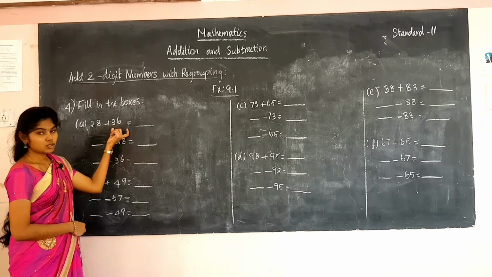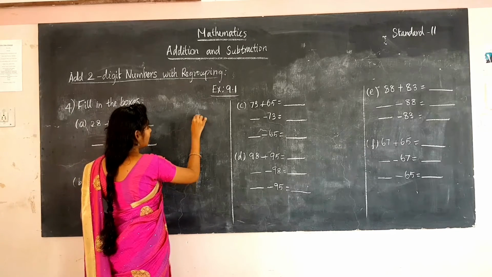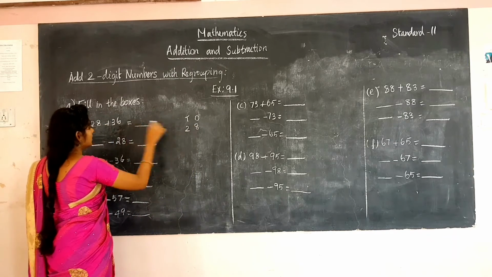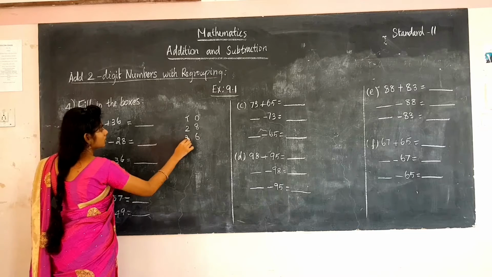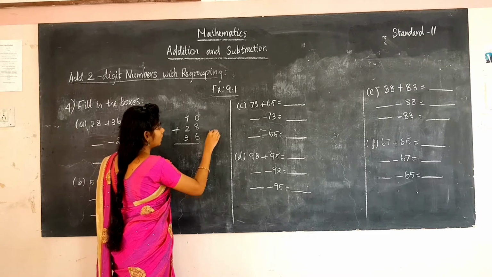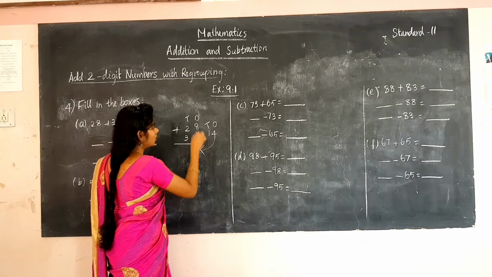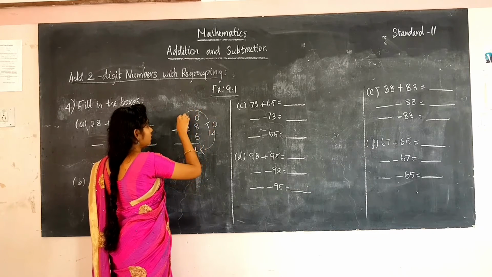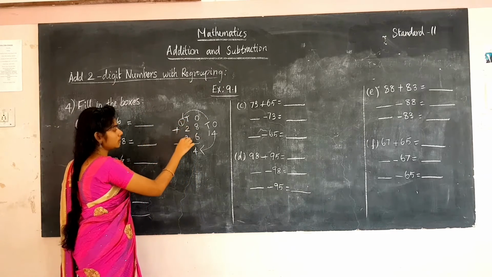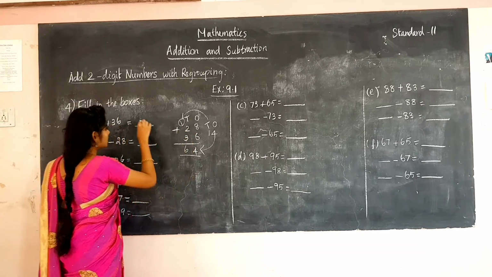First we have to add these two numbers and find the answer. For 28 plus 36, the 2-digit numbers, we write them up to the tens place. Write 8 in ones and 2 in tens, 6 in ones and 3 in tens. Now we add 8 plus 6, which is 14. Take 4 to the ones place and carry over the number 1 to the tens place. Now we add these three numbers, 1 ten, 2 tens and 3 tens. 1 plus 2 is 3, 3 plus 3 is 6. So the answer is 64.